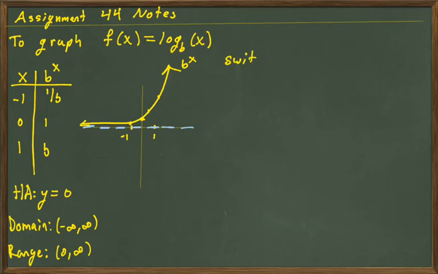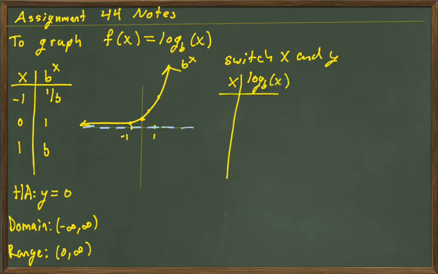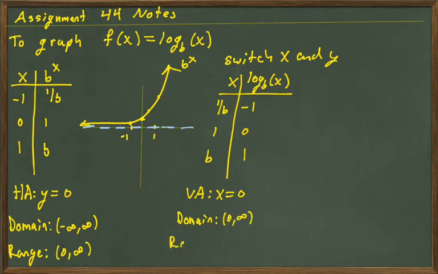Now, to graph the inverse, all you've got to do is switch your x and your y. So we're going to switch x and y in our tables, x and log base b of x. So we're going to have 1 over the base and -1, 1 and 0, base and 1. Instead of having a horizontal asymptote of y equals 0, we now have a vertical asymptote of x equals 0. The domain and the range will be switched. So the domain will be all positives, and the range will be all real numbers.